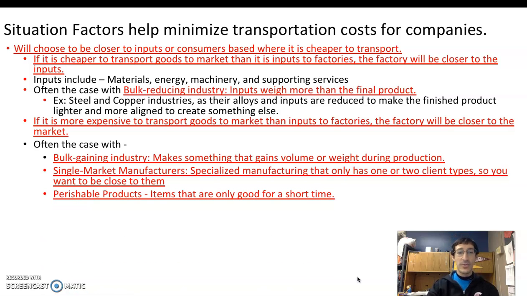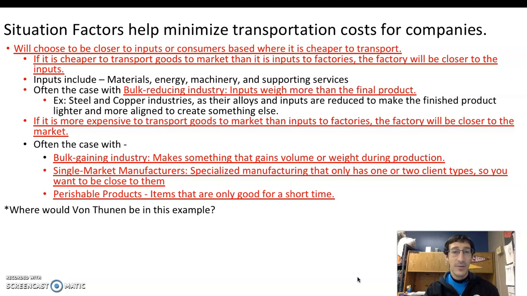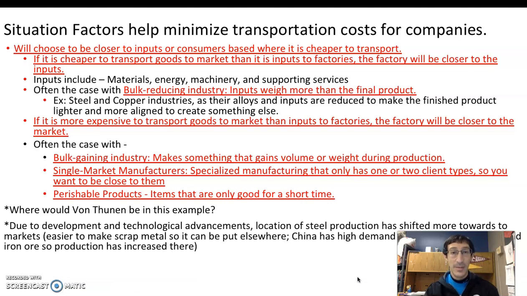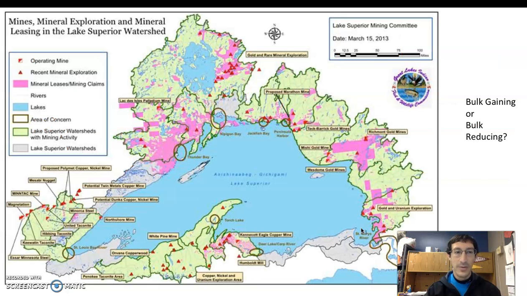And then also your perishable items, so items that are only good for a short time. Think food, newspapers, things that are going to become either spoiled or irrelevant very quickly. You might want to think about how this connects back to the von Thunen model from the agriculture chapter, especially because that's primary and these are secondary economic activities. The book also talks about the location of steel production shifting, all in section 2. I'm not going to go over that here, but the book does a good job with that.